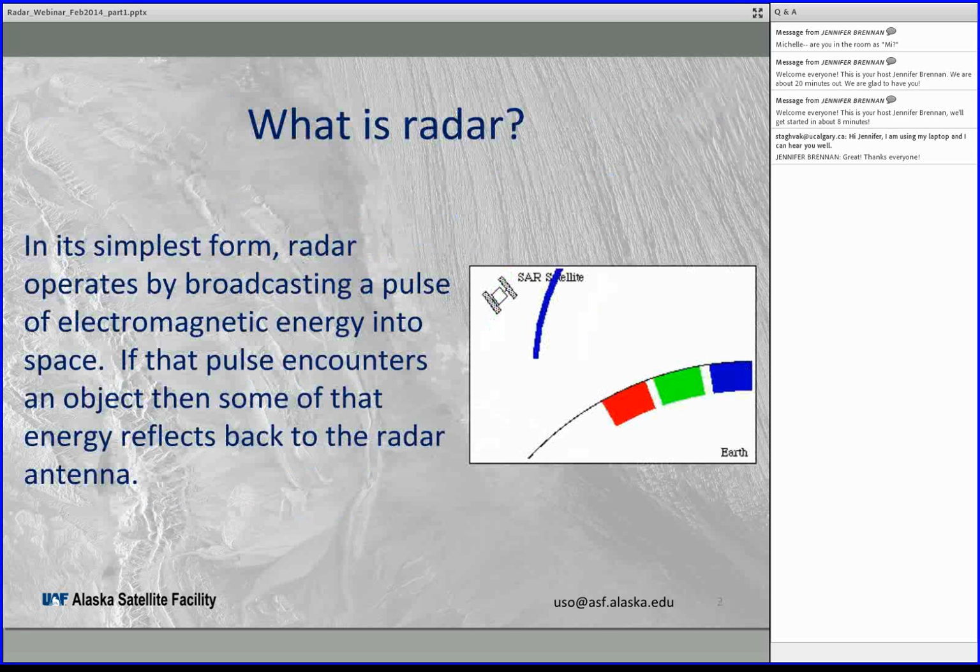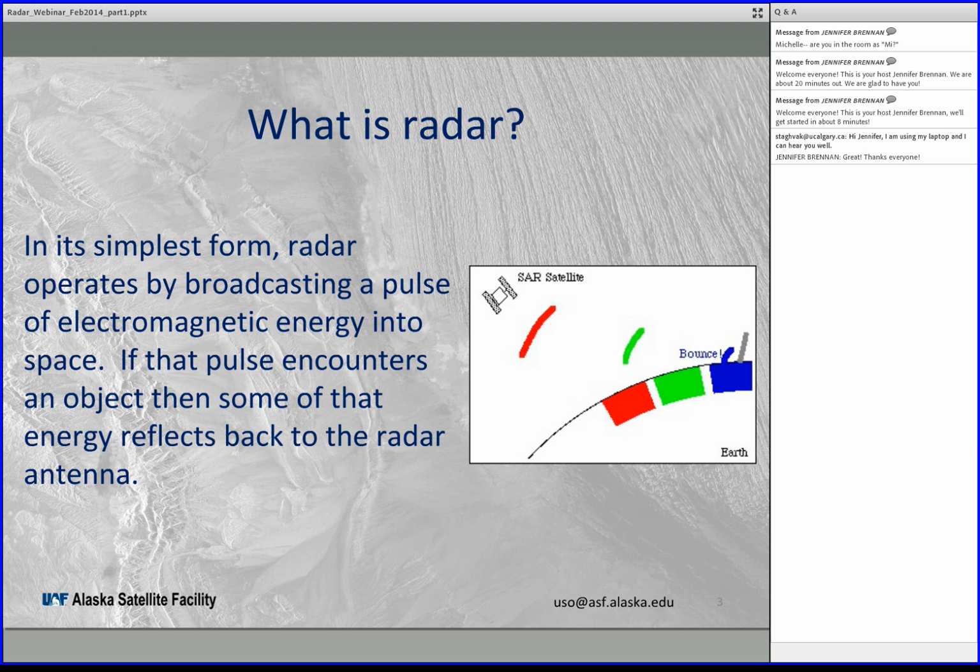Today I'm going to be using the word radar a lot, so what exactly does that mean? Basically, a radar transmits a pulse of electromagnetic energy, and if the pulse encounters an object, some of the energy is directed back to the radar's antenna. The radars we are discussing are pointed at the Earth, and so when the transmitted pulse encounters the Earth's surface, some energy is directed back to the antenna.